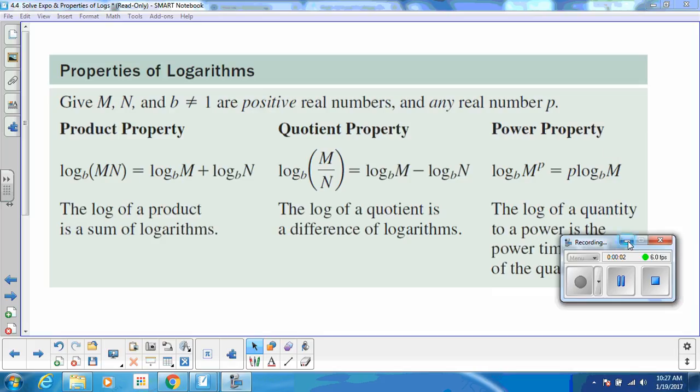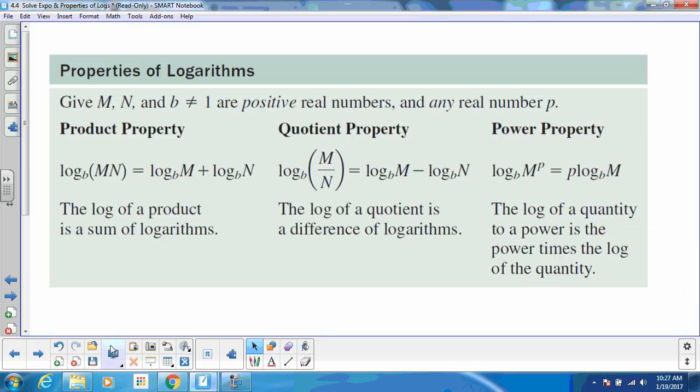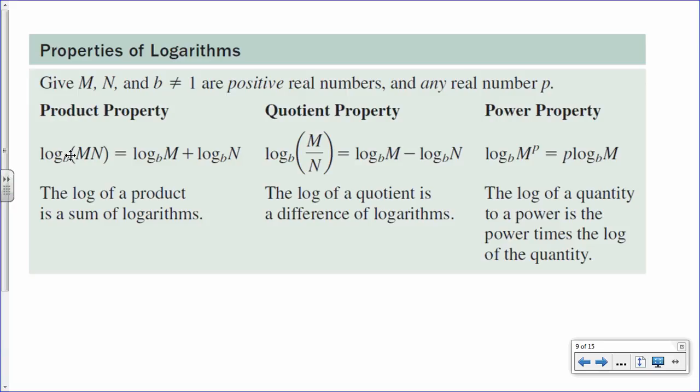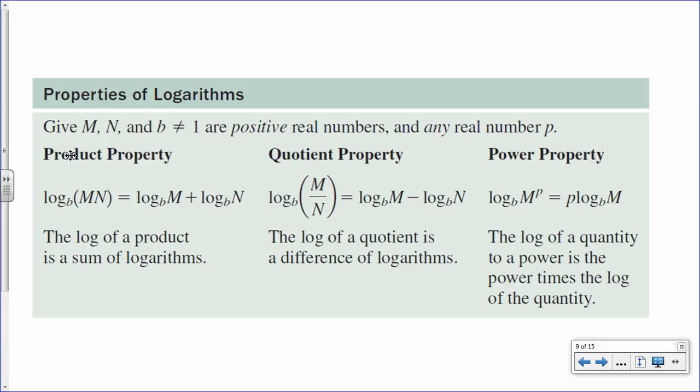We're going to finish 4.4. Okay, these are properties. So this is still 4.4. These are some properties that we're going to have to use.